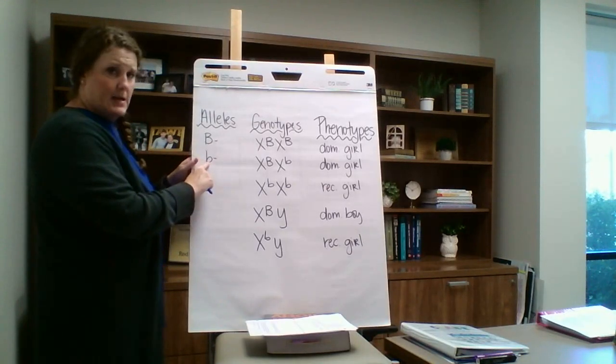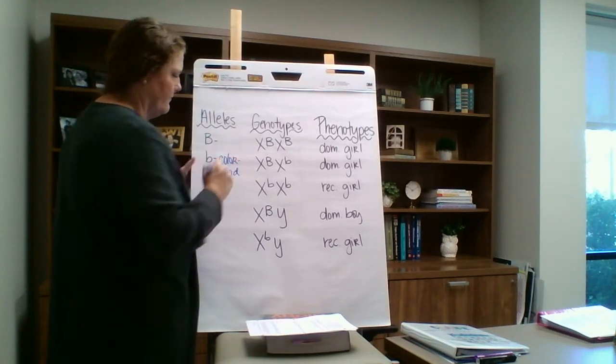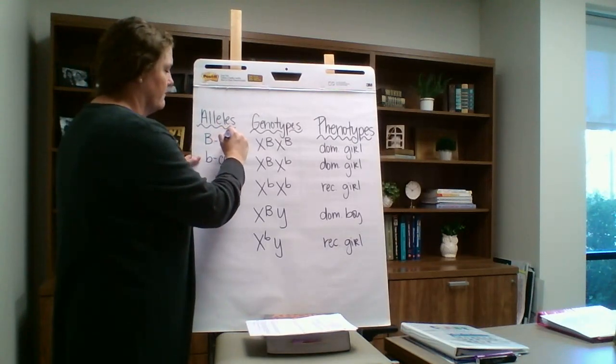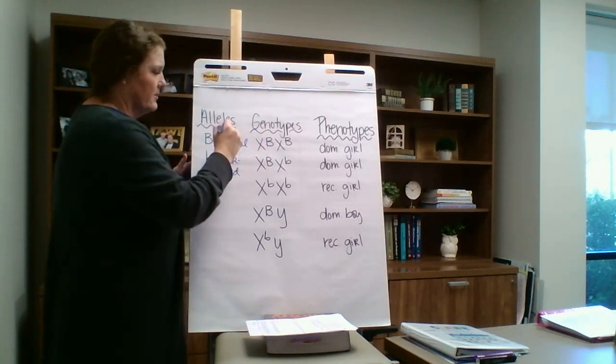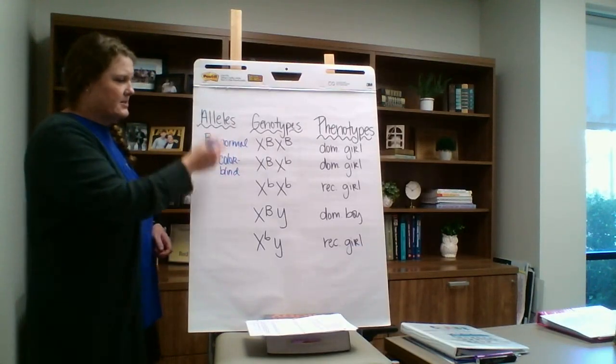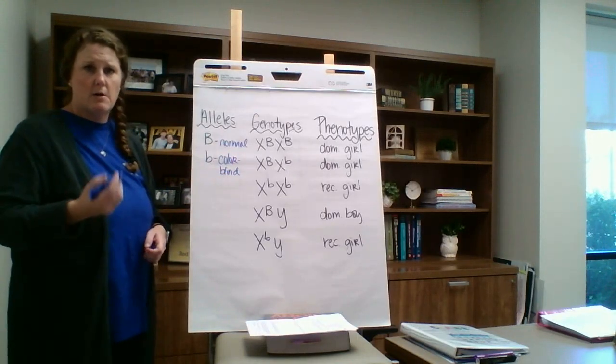So the little b is going to represent color blindness. The capital B, the dominant trait, is normal vision. Once again, the key will always help you avoid mistakes, okay? So here's my basic inheritance. I have dominant as normal vision, recessive is colorblind.